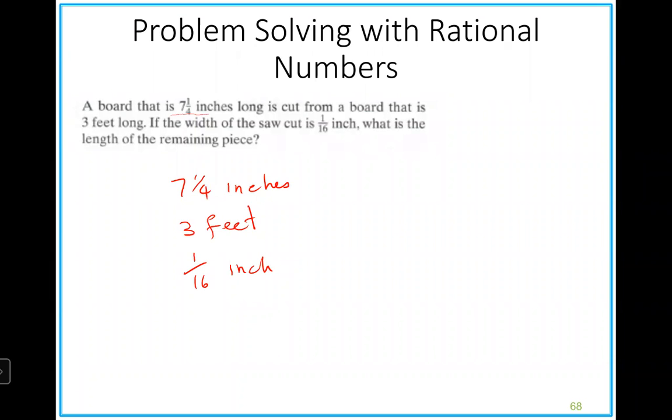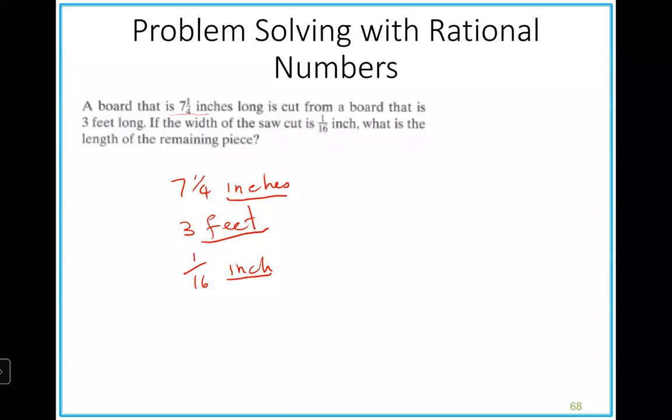So what is the original length? 3 feet. Okay. And what did we cut from the 3 feet? 7 1/4. Okay, yeah. But we also cut something else. 1/16. Yeah, because as you cut, that saw blade also cut off 1/16. So it means you have to take 2 things away from that 3-foot length of wood. Now, this is inches, that's inches, but this is feet. So now we can't do any subtraction until all the units are the same.